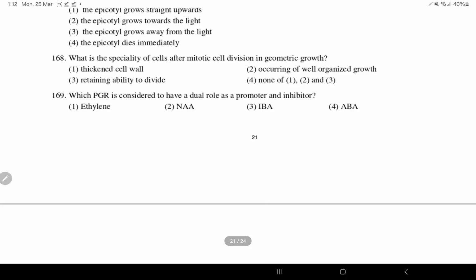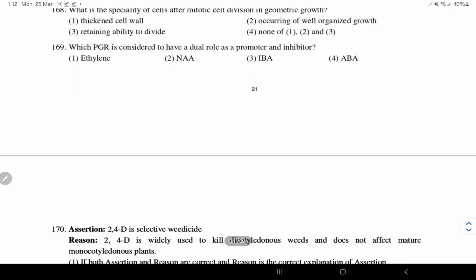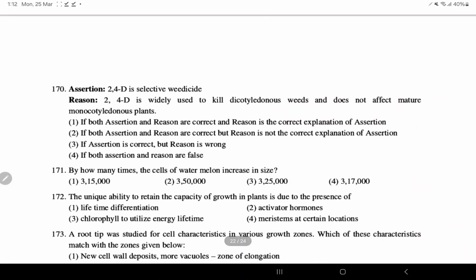Retain the ability to divide. Option 3. Which PGR is considered to have dual role as a promoter and inhibitor? Ethylene. Option 1. 2,4-D is a selective weedicide, right? 2,4-D is widely used to kill dicotyledonous weeds and does not affect mature monocot plants. Right. Option 1. So assertion is right and reason is also right.